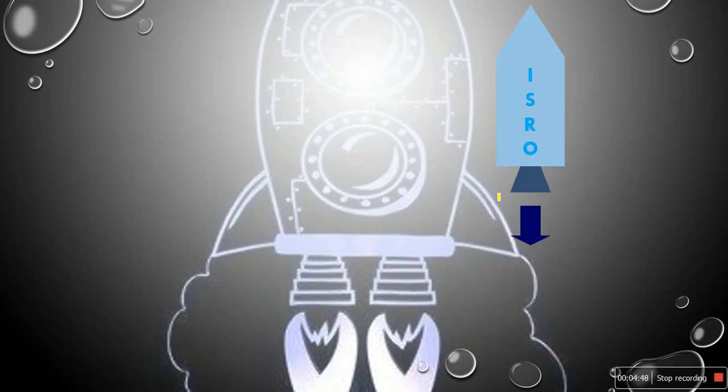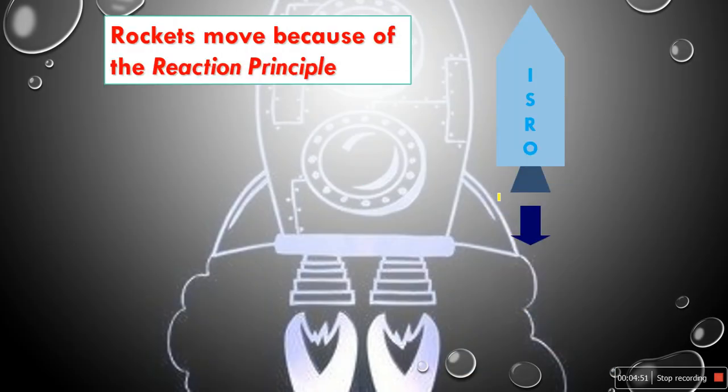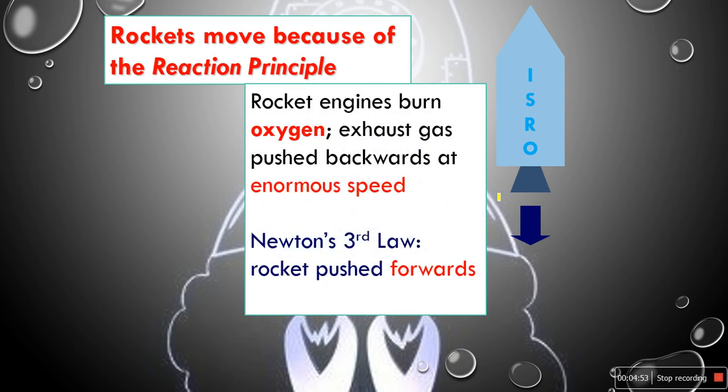Now what happens in the rocket engine? On which principle does a rocket engine work? I told you we produce thrust in such a way that it works on Newton's third law. For every action there is an equal and opposite reaction, and the rocket moves because of this reaction principle. The rocket engine burns oxygen and the exhaust gas is pushed backwards at enormous speed.